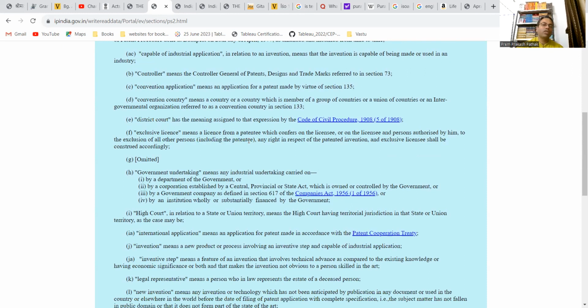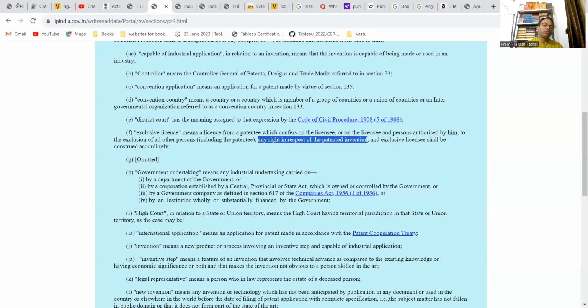Exclusive right means it also excludes persons authorized by him, to the exclusion of all other persons, including the patentee. I mean, if you are a patent holder and you grant an exclusive right to another person, then you also lose your right to exercise. So, which right? Any right in respect to the patented invention.